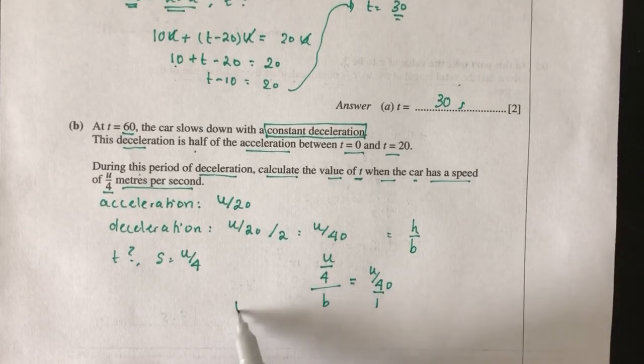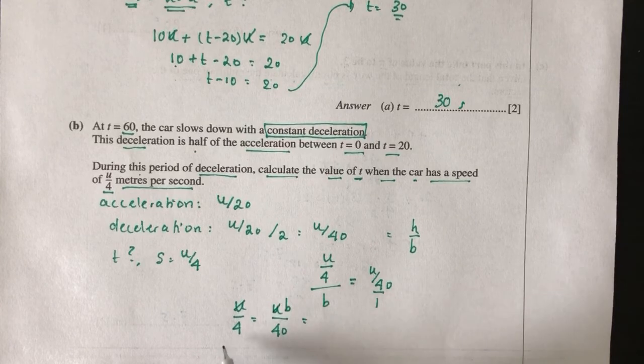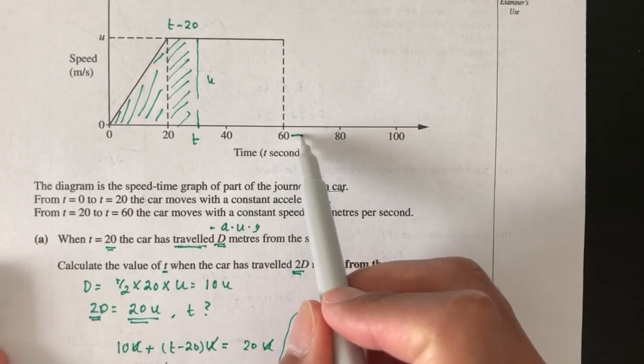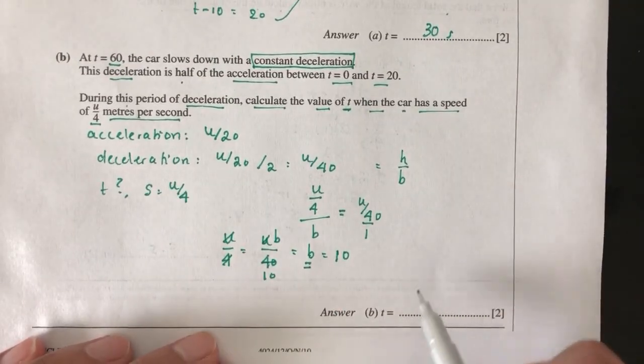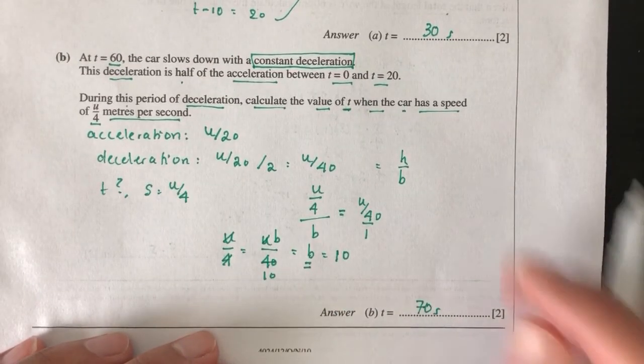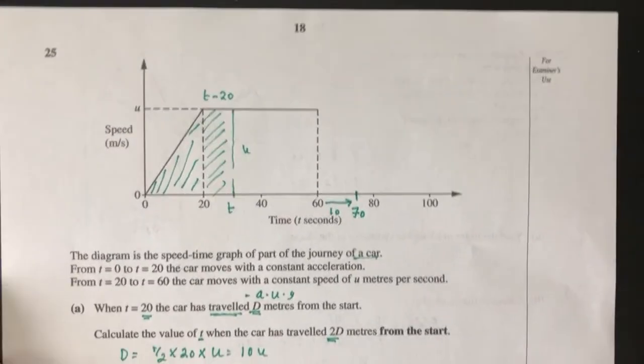So now we can cross multiply. We have u over 4 equal to ub over 40. So u goes away, 4 and 10, so it becomes b equal to 10. So now b is a base, it's not the time taken. The base is 10, which means this distance to here is 10, which means the value of t will be 70. So your answer for part B will be t is equal to 70 seconds when the speed is u divided by 4 meters per second. That was question number 25.